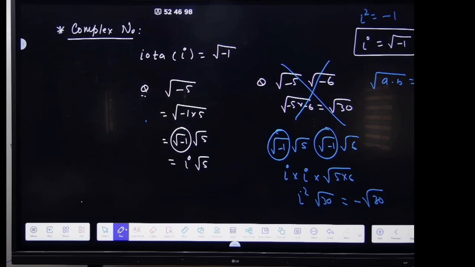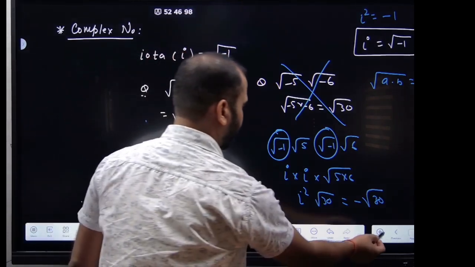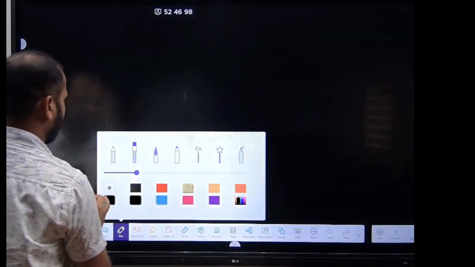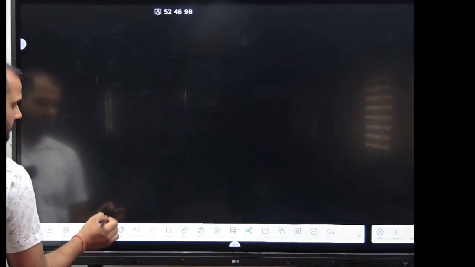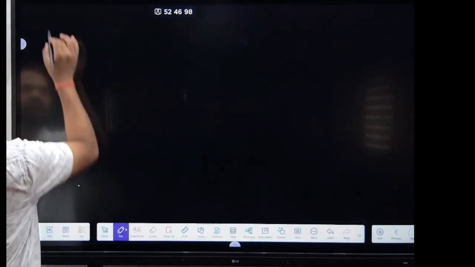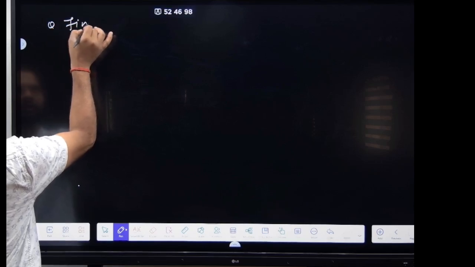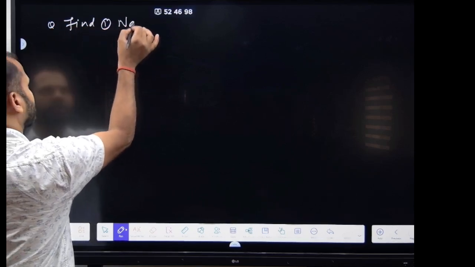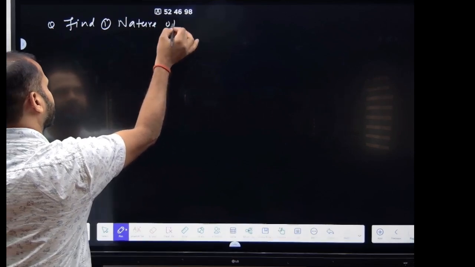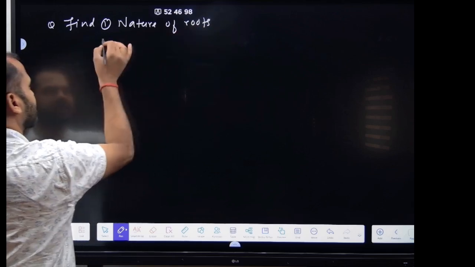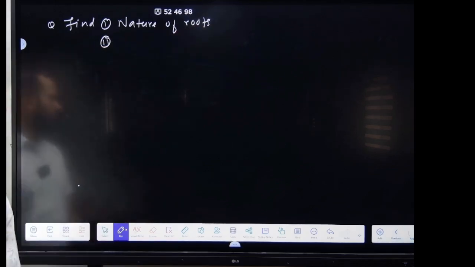We will see how we can utilize this in the quadratic equation. When we write this type of roots in a quadratic equation, when D is less than 0, write down the same question. First, find the nature of the roots.